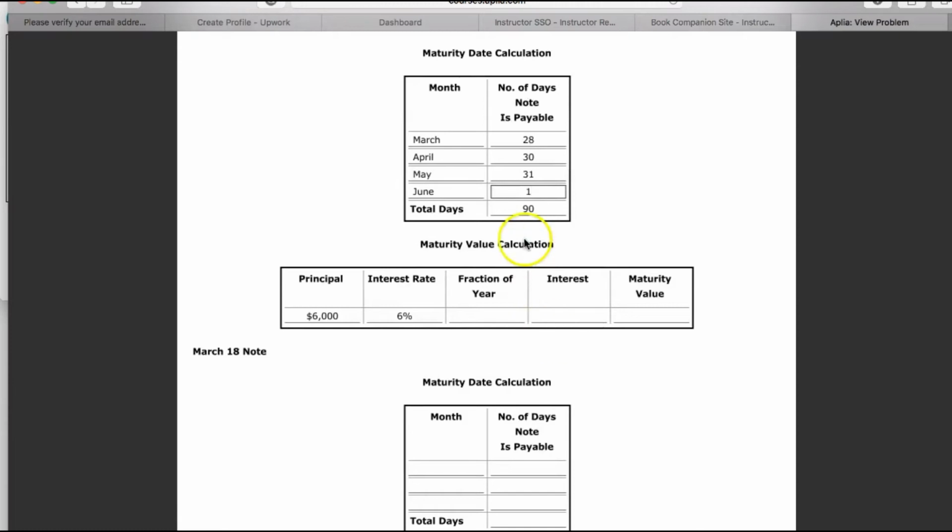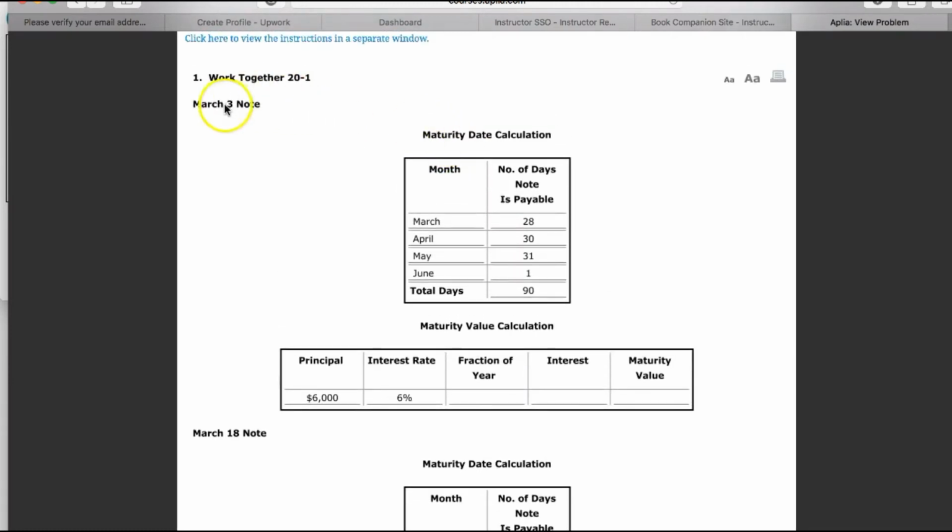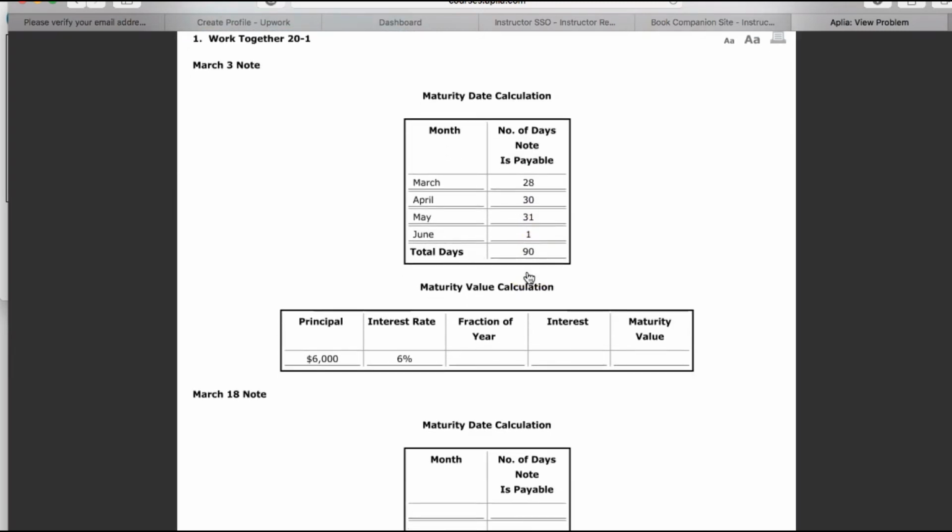Okay, so that can be kind of confusing because you think it starts on the 3rd, so I'm going to need 3 days here. That's why you need to go ahead and add these up and subtract, so that you can get the number of days that you still have left.